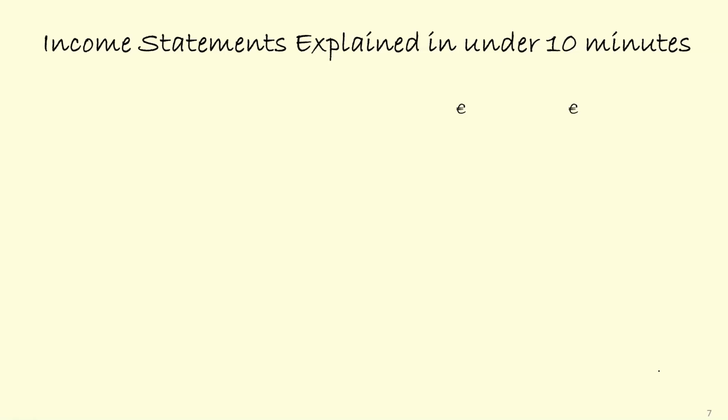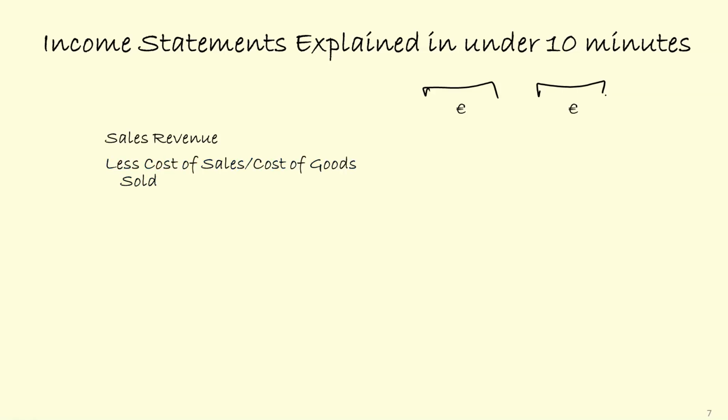So let's start off. We're going to have two columns, for presentation purposes, nothing to do with debits or credits. And we're going to have the sales revenue, and then from the sales revenue we're going to deduct the cost of sales or the cost of goods sold, whichever you prefer. Now the slight issue here is we don't have a figure for cost of sales, so we have to work it out. And the cost of sales is worked out as the opening inventory plus the purchases less the closing inventory.